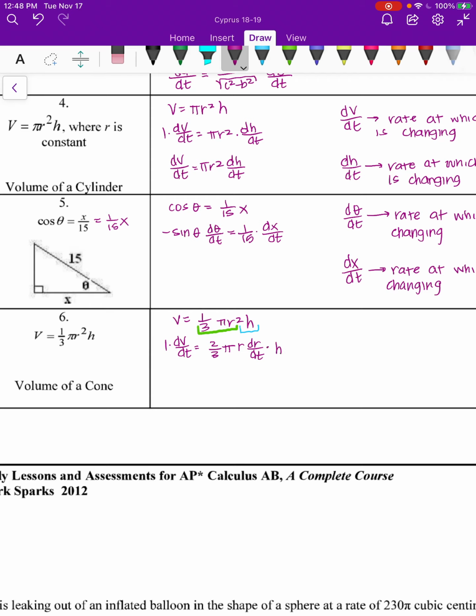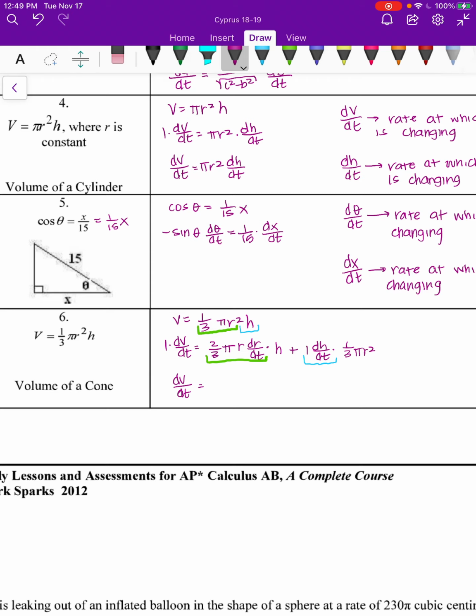So that's the derivative of the green piece, times the second, so the derivative of the first times the second, plus the derivative of the second, which is just 1 dh dt, times the first. Okay. So this is the derivative of the green piece. This is the derivative of the blue piece. Okay. So I'm going to clean it up just a little bit.